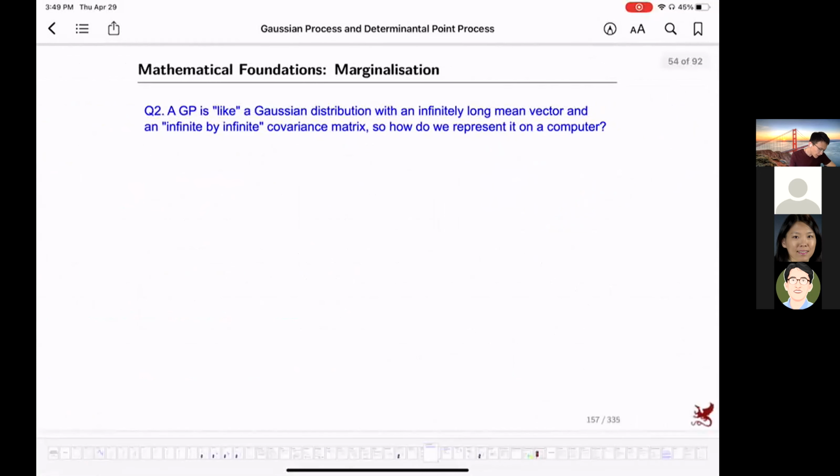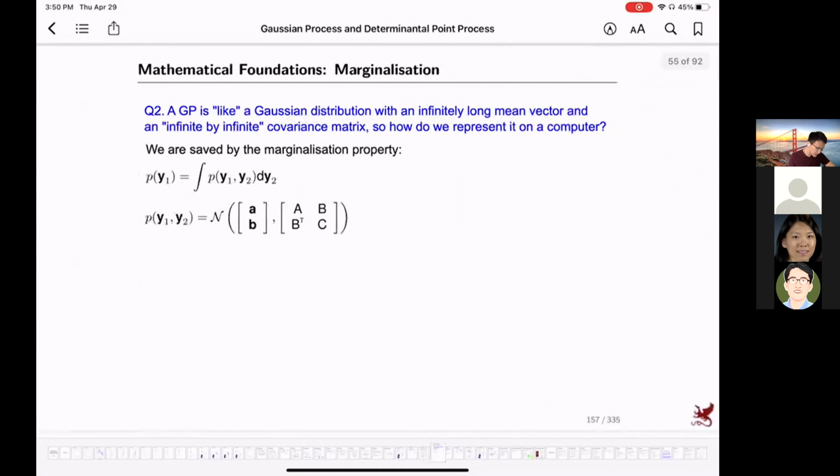Then if it is infinite dimensional, right? If we still imagine the covariance as a matrix, not as a function, then how can we represent this infinity by infinity matrix in our model? More explicitly, how can we do such representation or calculation using a computer? The point is that we integrate out all the unnecessary parameters.